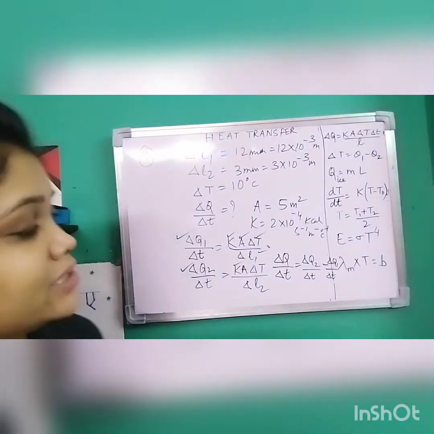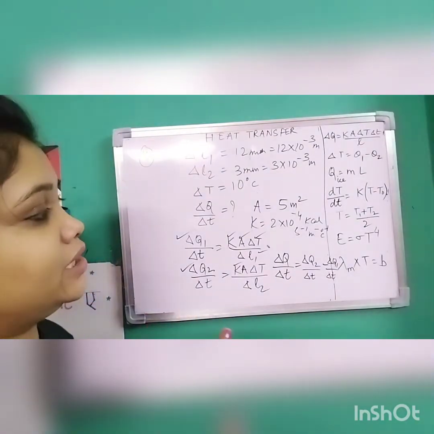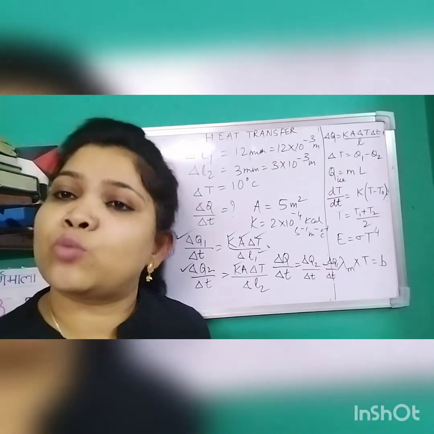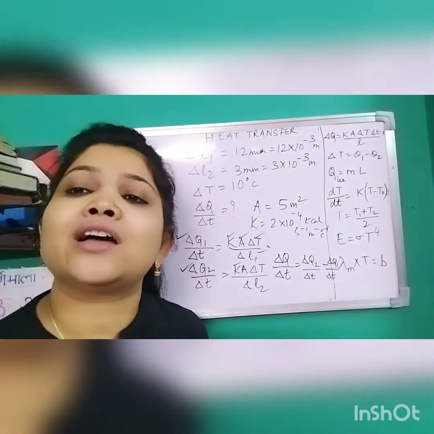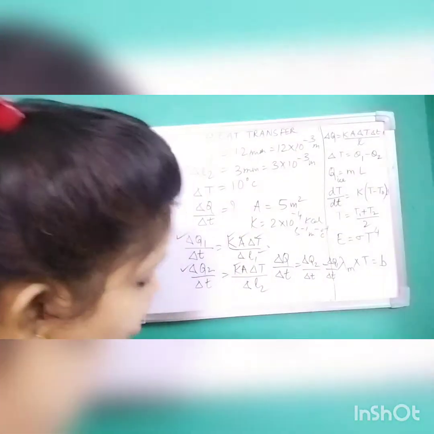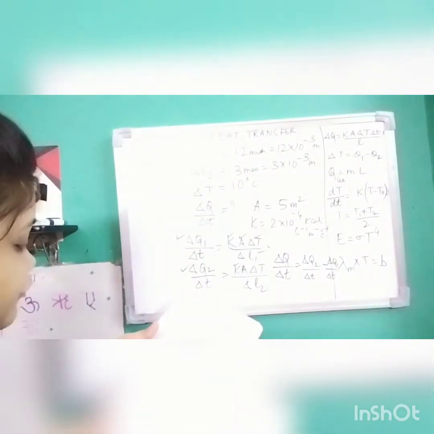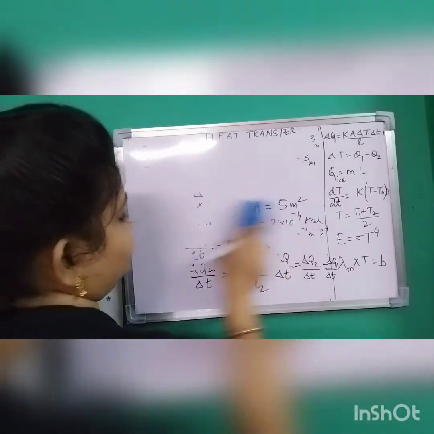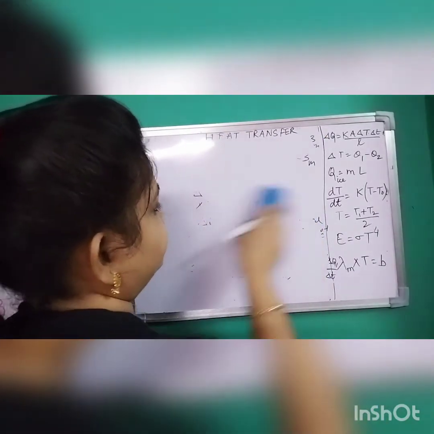Okay, so this is sum number 14. Remember here, the thermal conductivity, the area, and delta T are the same. What is the difference here? Only delta L1. Okay, students. So now let us move to sum number 5. Just do this sum, students.